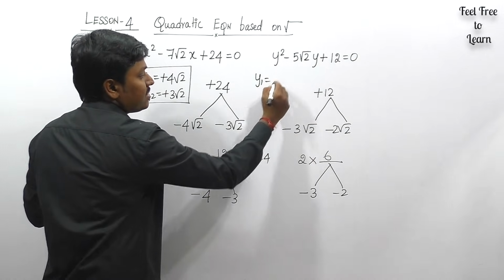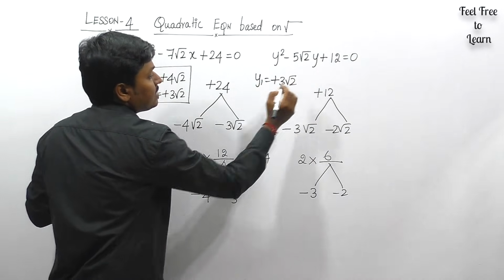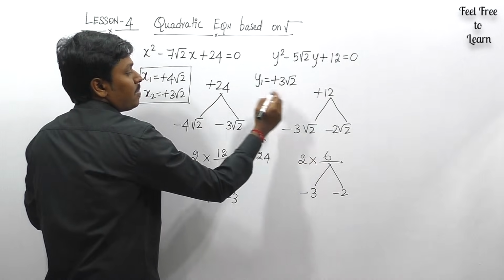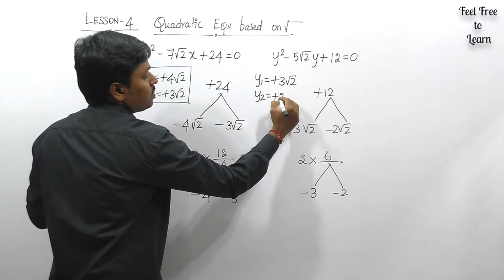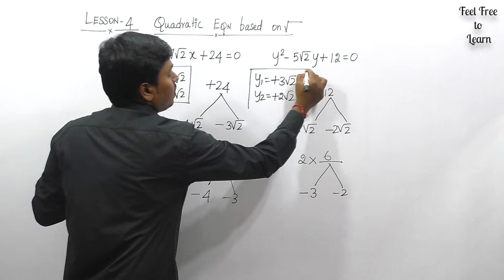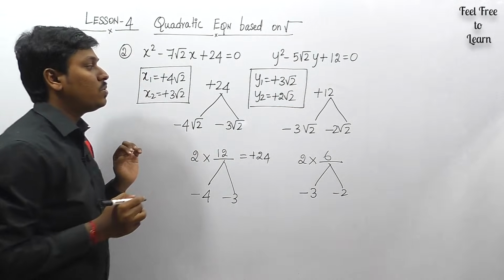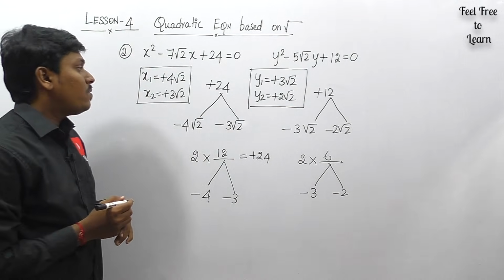So here it is minus 3 root 2, but while writing, change the sign as plus 3 root 2. Here it is minus 2 root 2, so write this as plus 2 root 2. So finally, we got the factors of y, that is plus 3 root 2 and plus 2 root 2. Now we need to compare this.